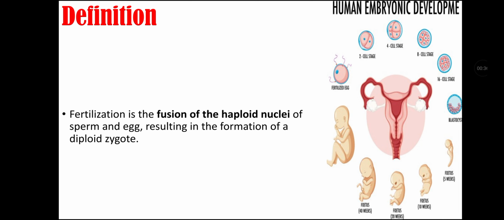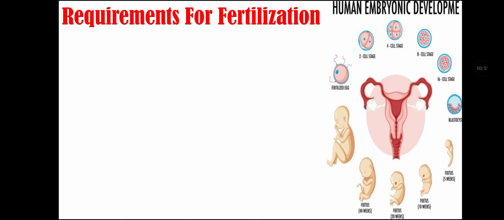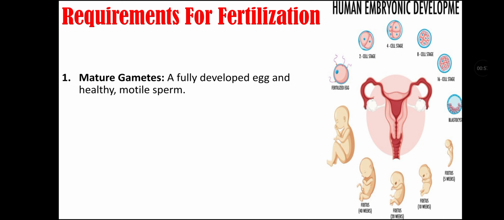Definition of fertilization. Fertilization is fusion of haploid nuclei of sperm and egg, thus resulting in formation of diploid zygote. Site of fertilization. In human, fertilization usually occurs in the ampulla of fallopian tube, which is the widest part of the tube near the ovary. Requirements for fertilization.